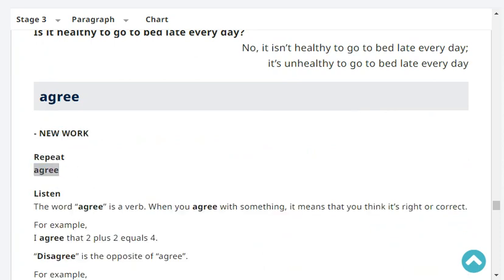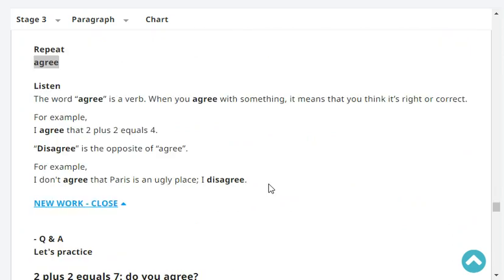Agree. Very good. Okay, listen. The word agree is a verb. When you agree with something, it means that you think it's right or correct. For example, I agree that 2 plus 2 equals 4.